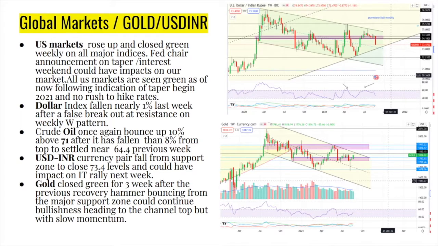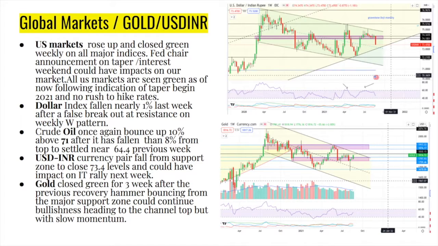But yeah, one thing that is clear is the dollar index has weakened. Last week, a 1% fall happened. It had done a false breakout on the dollar index. The dollar has weakened, unlike a breakout that was expected to have happened the previous week. It did not happen. Another thing is crude oil shot up to 71 from 64 levels. Almost a 10% jump has happened, which is not good.